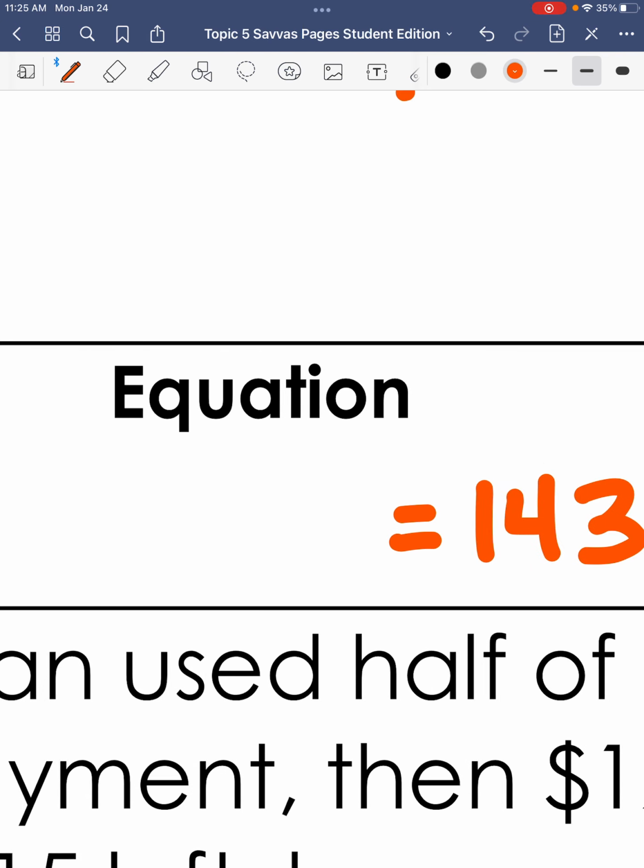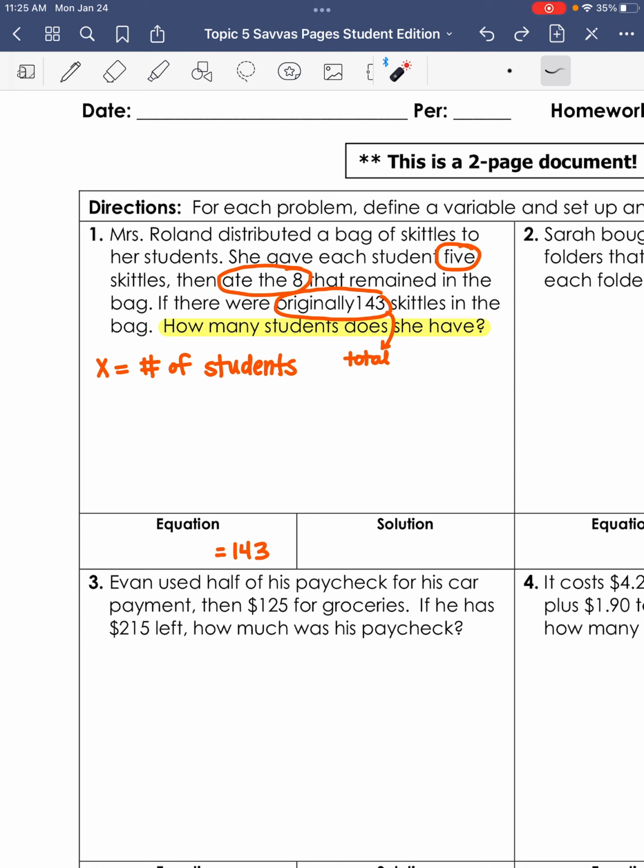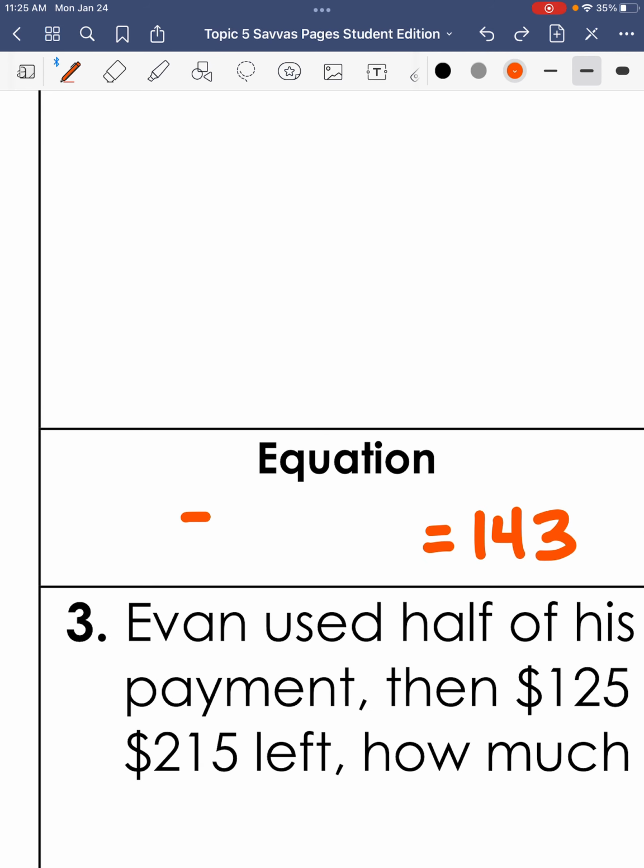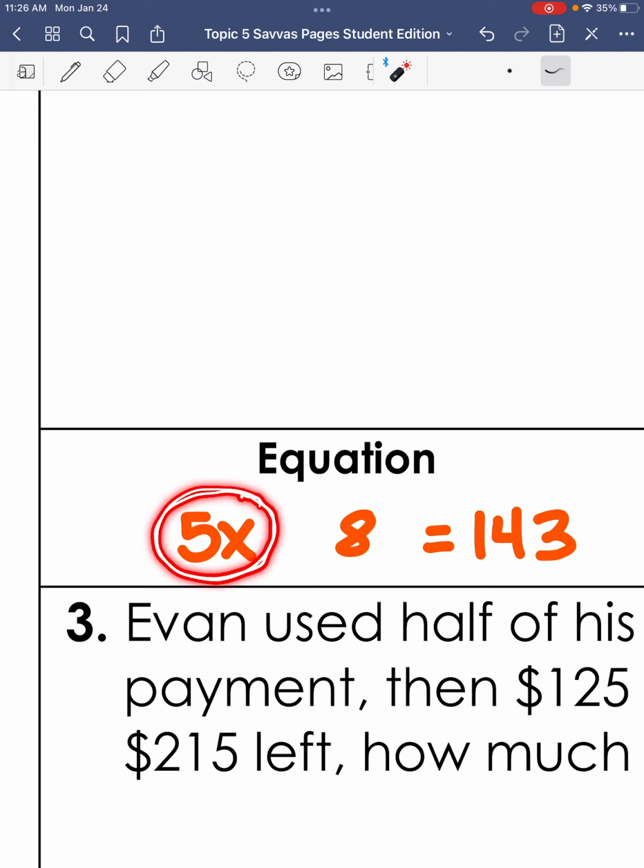Okay, that means we just have to figure out what goes on this side over here. And I know I'm going to use a 5 and I'm going to use an 8. So I've got to ask myself, of the 5 and 8, which of those numbers should my X be attached to? Well, we know that she gave each student 5 Skittles. So each is a key word. Each means that I'm going to attach my variable to that 5. So I know I'm going to have 5X, and I'm also going to have an 8. Now, what operation should connect those two pieces? Well, she gave each student 5 Skittles, so this represents the total number of Skittles that she distributed. Then she had this many left over, and altogether when I combine that, I get 143. So I'm going to combine it by adding.